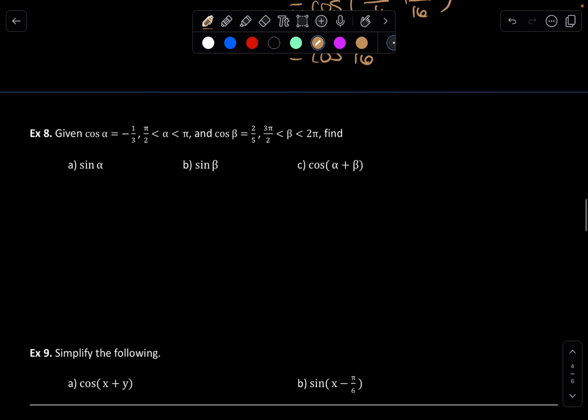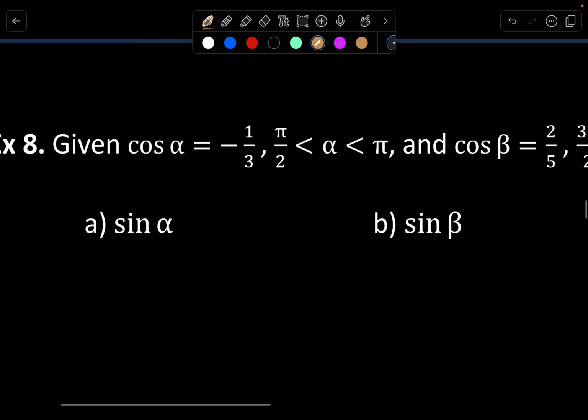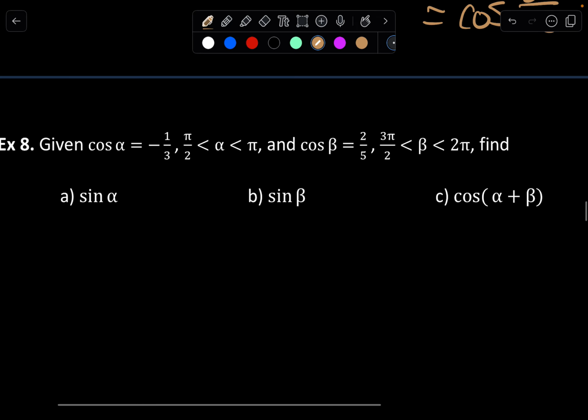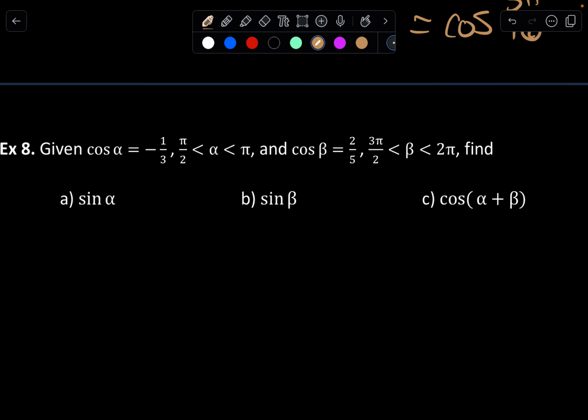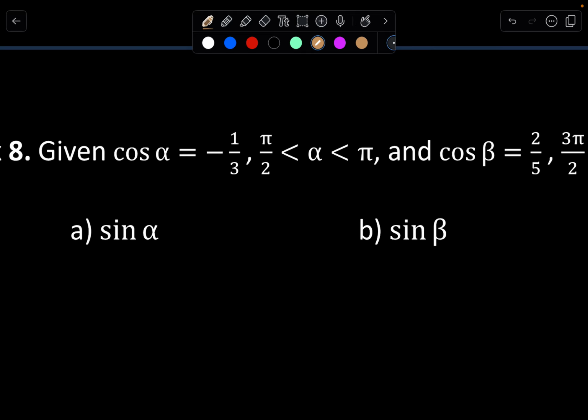All right, example 8, given cosine alpha is equal to negative 1/3 from pi over 2 to pi, and cosine beta is equal to 2/5 from 3 pi over 2 to 2 pi, find the following. Okay, so this is telling us that for the angle alpha, the cosine of this angle will be negative 1/3, okay? So go back to geometry. You need to think SOHCAHTOA.